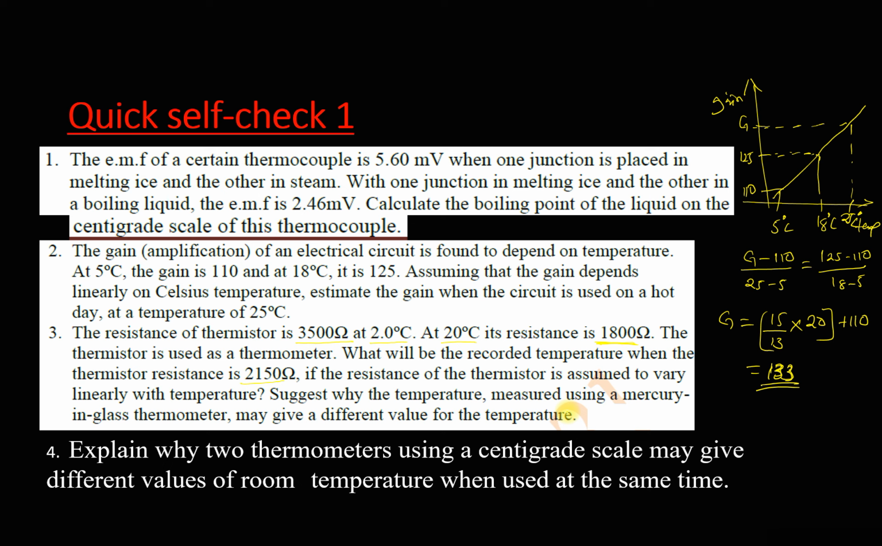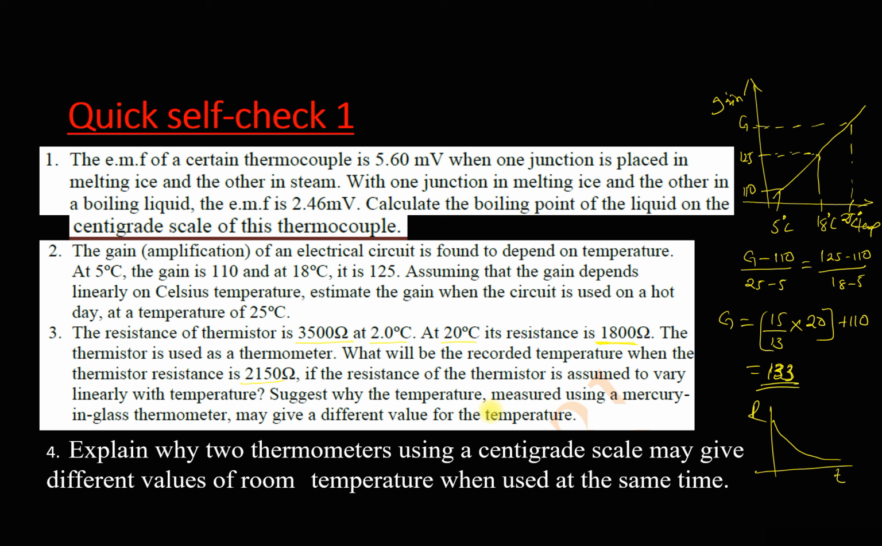We just assume it is linear, but if you recall from your electricity, the graph of resistance against temperature for a thermistor was a curve like this. But here they are saying it is assumed to vary linearly, so they are approximating it to be linear. That's number one. Number two, for a liquid in a glass thermometer, temperature is directly proportional to the length of the liquid column.